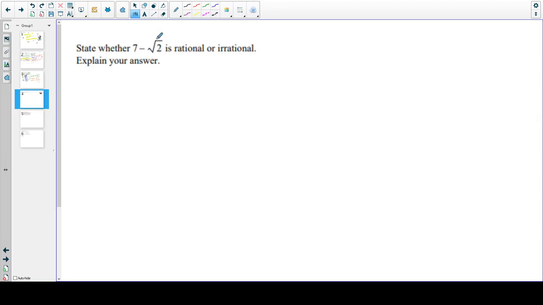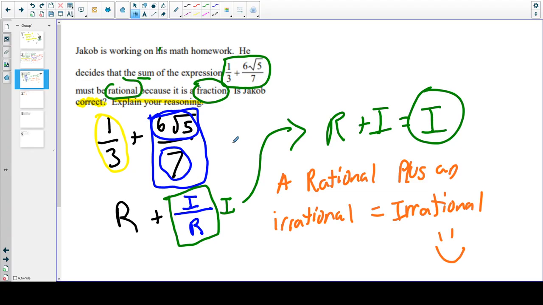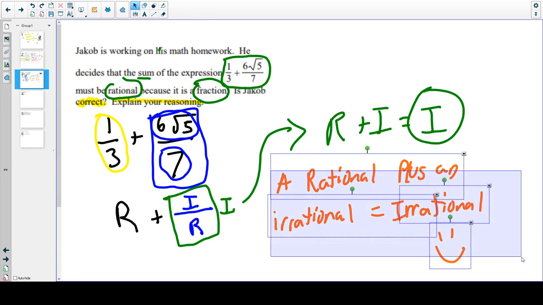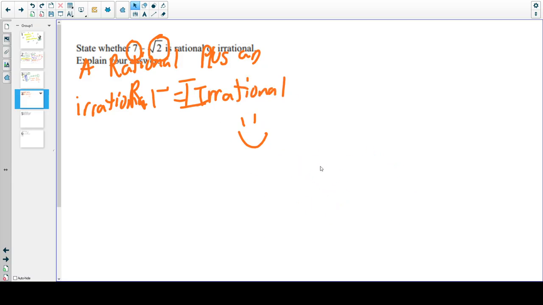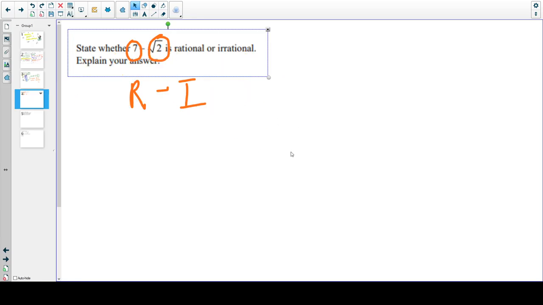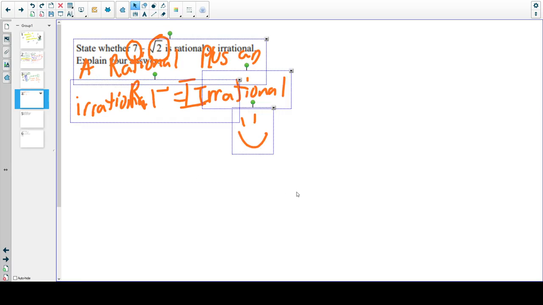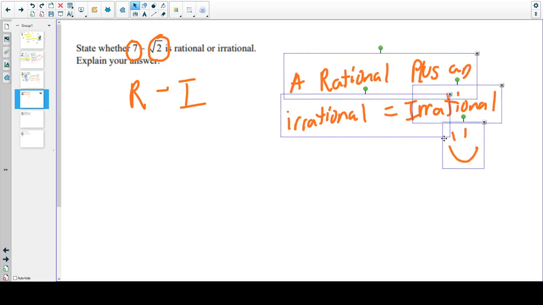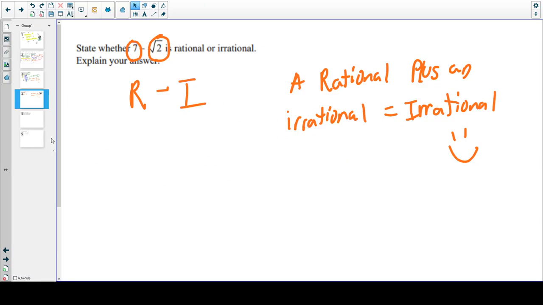State whether 7 minus the square root of 2 is rational or irrational. Explain your reasoning. Well, 7 is rational. The square root of 2 is irrational. Literally the same reasoning. Let me see if I can just select this. There you go. Same reasoning.